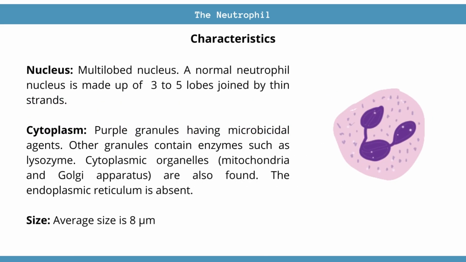Neutrophils have a multi-lobed nucleus, and normally it is made up of 3 to 5 lobes, joined by thin strands. The cytoplasm contains purple granules, having microbicidal agents. Other granules contain enzymes such as lysozyme. Cytoplasmic organelles such as the mitochondria and the Golgi apparatus are also present. The average size of neutrophils is 8 micrometers.